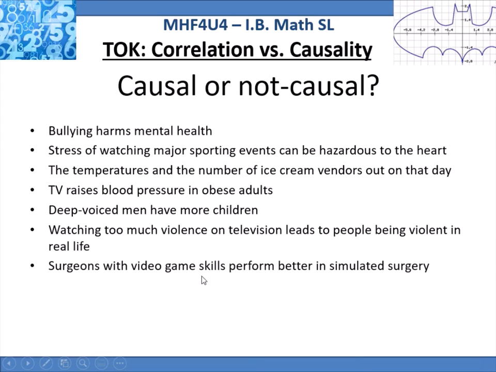Surgeons with video game skills perform better in simulated surgery. Yes, again, this could be related. But is one causing the other? Do great video gamers become surgeons? Maybe not. It might just happen that those two things require good video game skills, but it doesn't necessarily mean that anyone who plays video games is going to be good at surgery. Swedish speakers are healthier than Dutch speakers. Again, not sure if that's true.